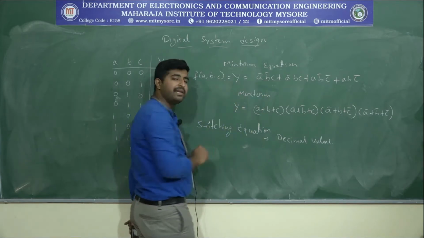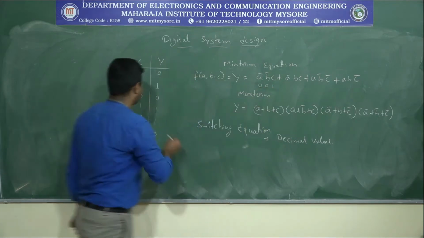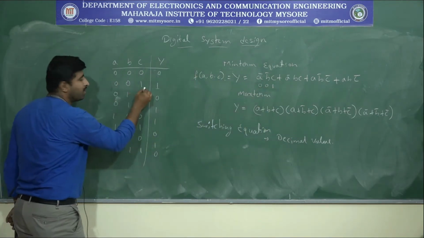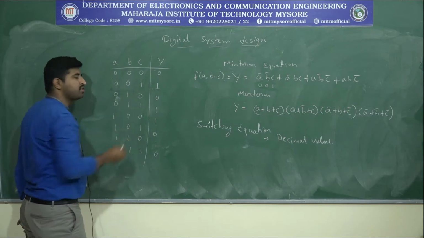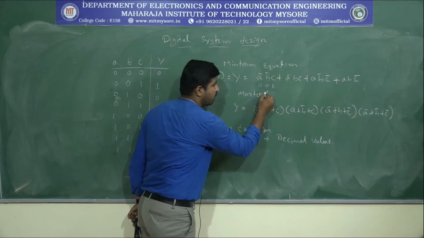For example, for a min term, this corresponds to 0, 0, 1. What is the decimal value of 0, 0, 1? That is equal to 1.